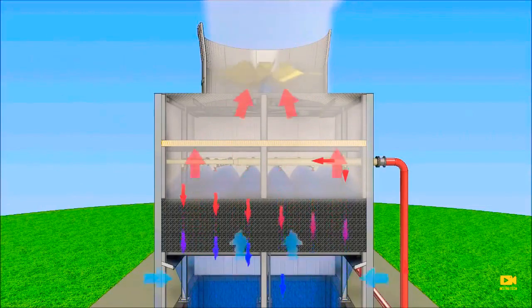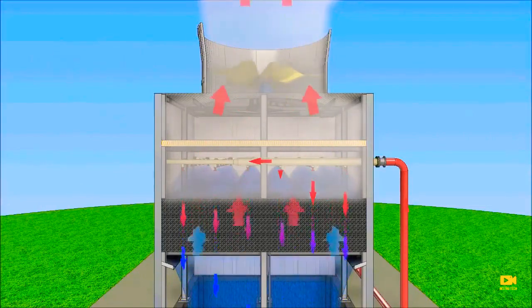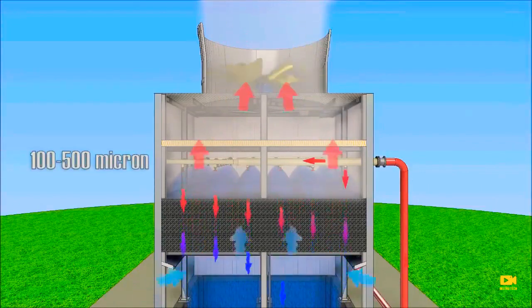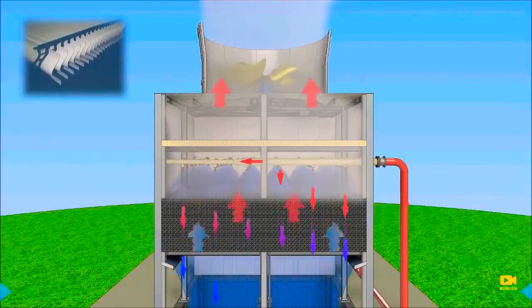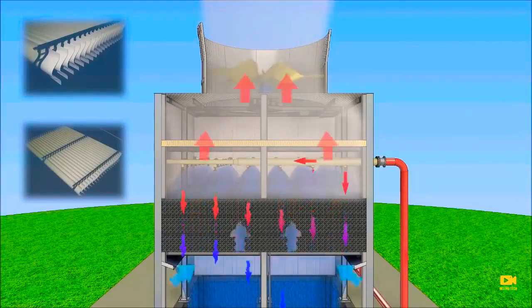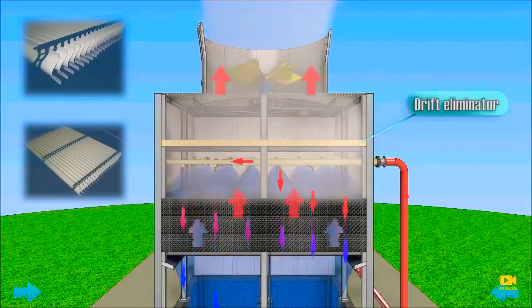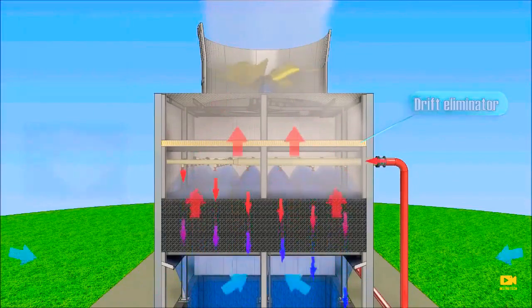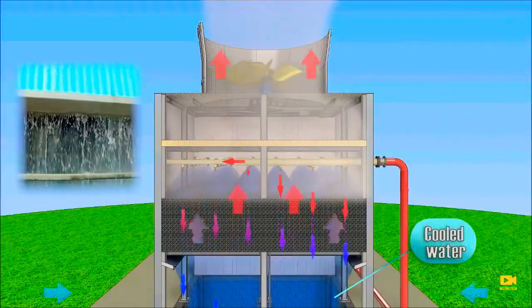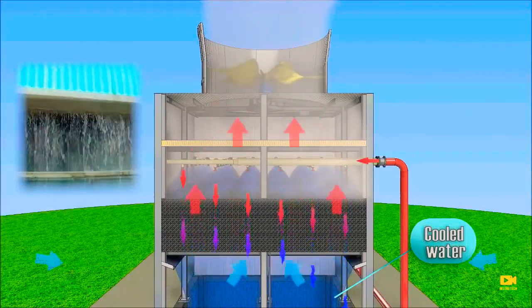An operating cooling tower emits air saturated with water vapor and containing water droplets with a size of 100-500 microns. To prevent entrainment of water droplets, a drift eliminator is installed above the water distribution system. Cooling water moves down and flows into a catchment tank, and then the pump supplies it back to the process.